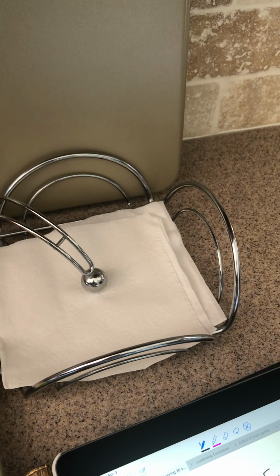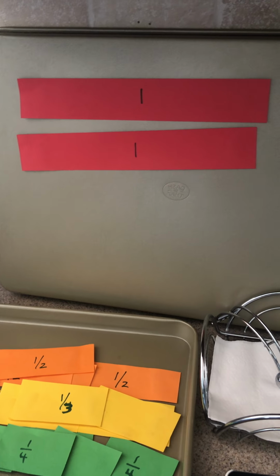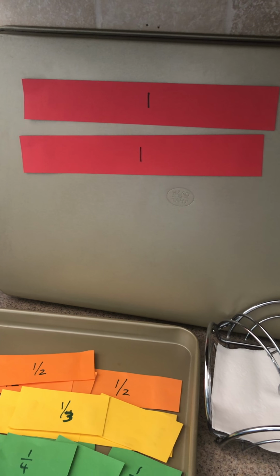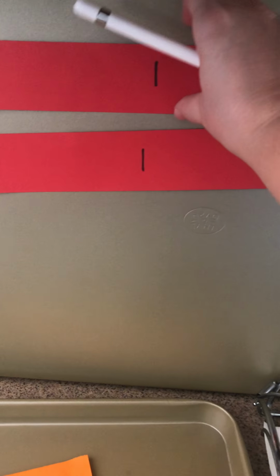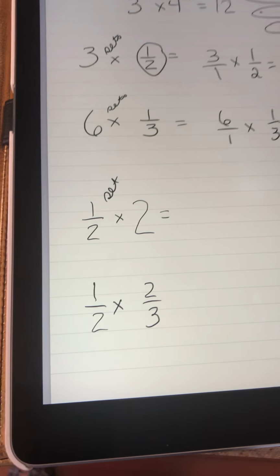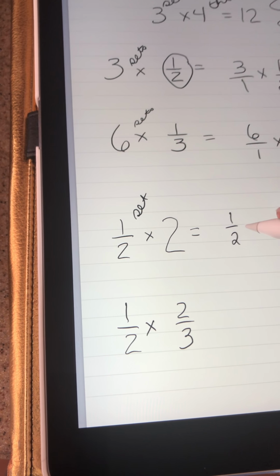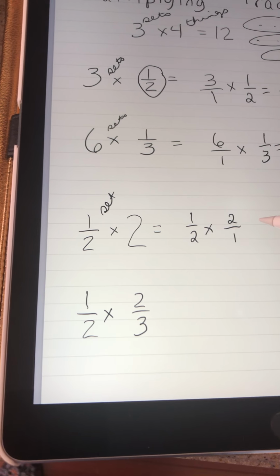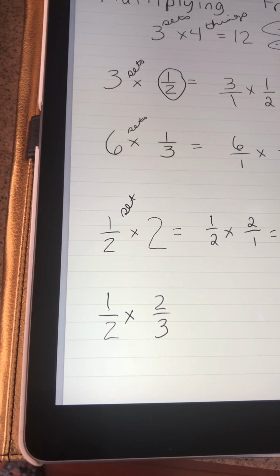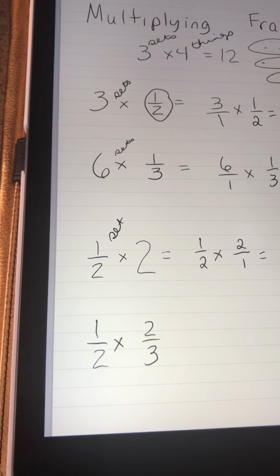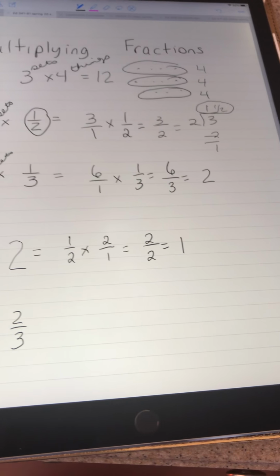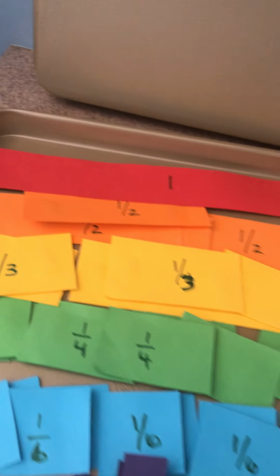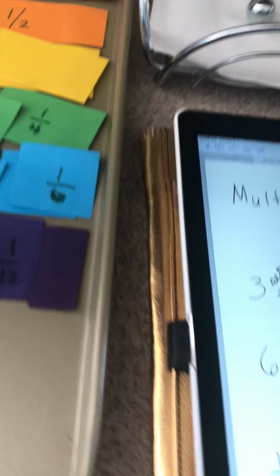So we're going to do repeated addition that says half of a set of 2. So this is my set of 2. Half of a set of 2 is 1. 1/2 times the whole number 2, which is a fraction, 2 over 1. 1 times 2 is 2. 2 times 1 is 2. Simplify that to 1.